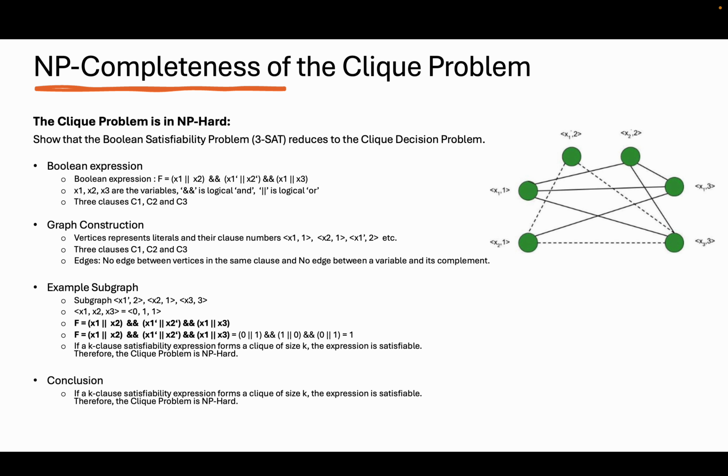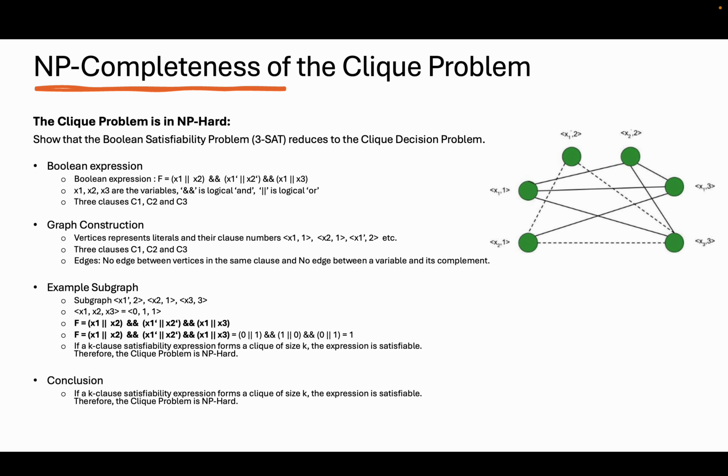So let us take a Boolean expression f, which is a function of x1, x2, x3. The function is (x1 OR x2) AND (x1 complement OR x2 complement) AND (x1 OR x3), where x1, x2, x3 are variables, double ampersand is logical AND and double bar is logical OR.